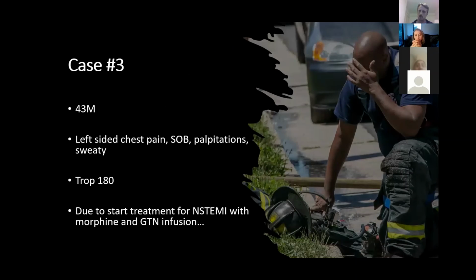It's 180 with the point of care troponin we do. So we're about to treat him for a non-ST elevation myocardial infarction, give him morphine, give him GTN. And of course, his ECG doesn't show any ST elevation either. So we think, great, NSTEMI, let's treat him. But someone has the bright idea of doing an echo.